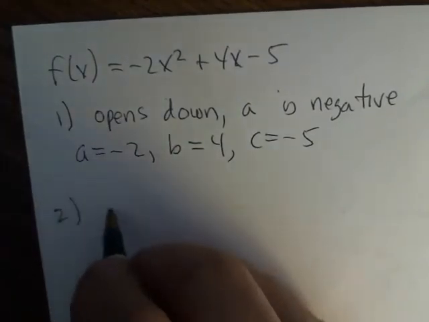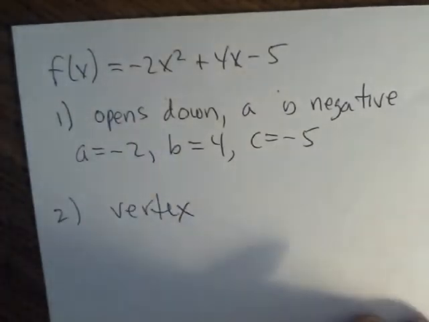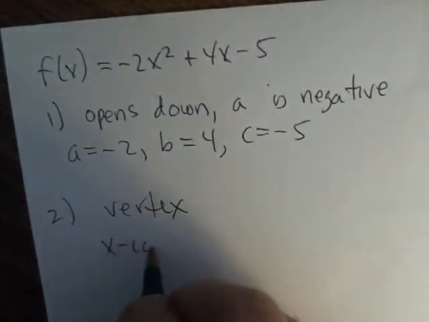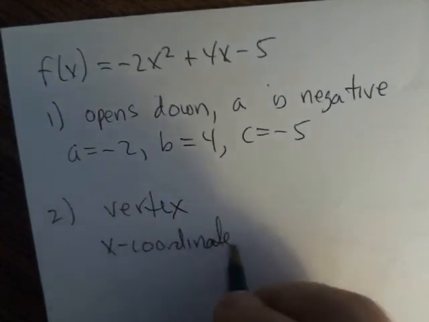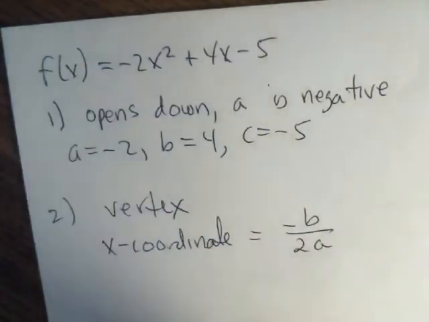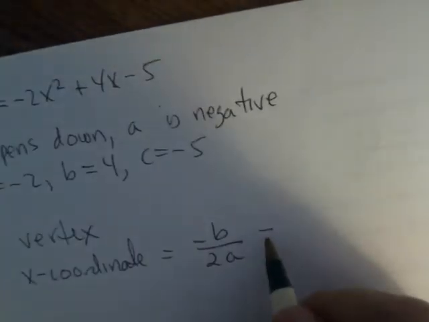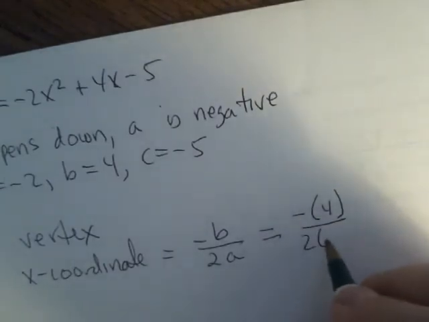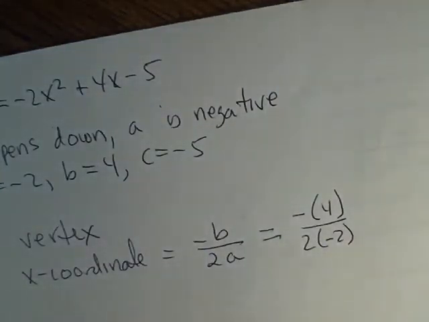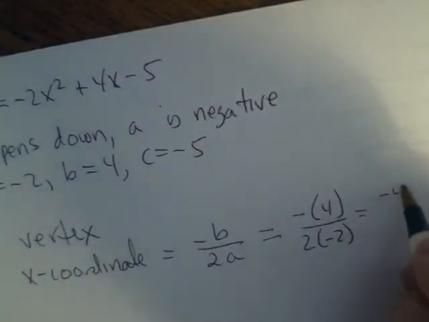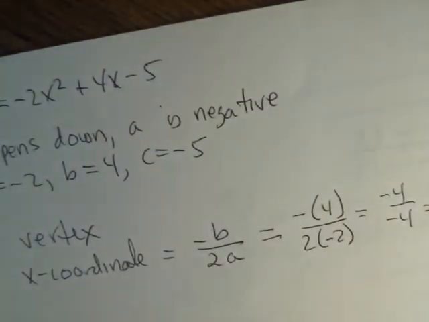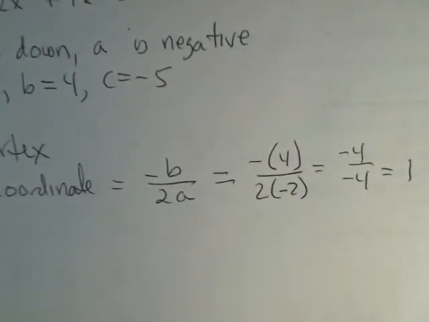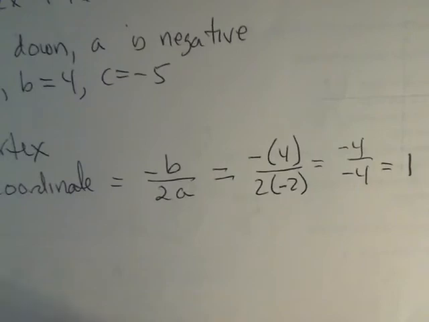Second thing, I want to find my vertex. So remember, your x coordinate is -b over 2a. Substituting, -4 over 2 times -2. And that gives me -4 over -4, which is +1. So again, that is my x coordinate. Don't make a mistake and just automatically throw 0 in there for y. It doesn't work that way.